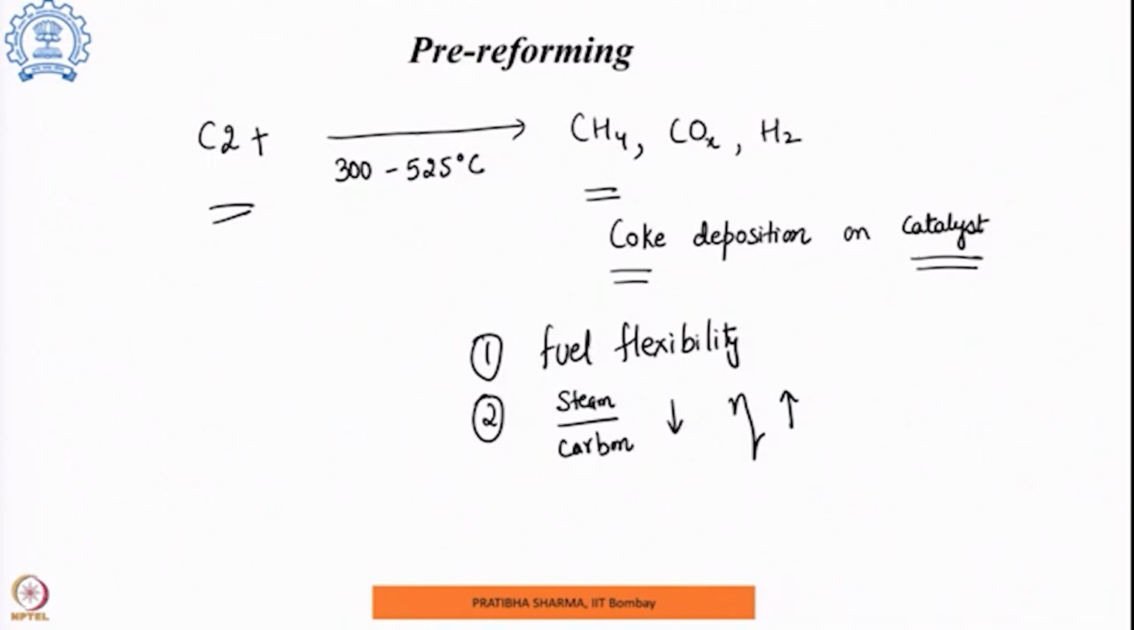Once the feed pre-treatment process is done, in case of either higher hydrocarbons or methane, followed by a pre-reforming step only when higher hydrocarbons are present, thereafter comes the primary step which is known as steam methane reforming or steam reforming. So, next we will see the steam reforming process. Thank you.